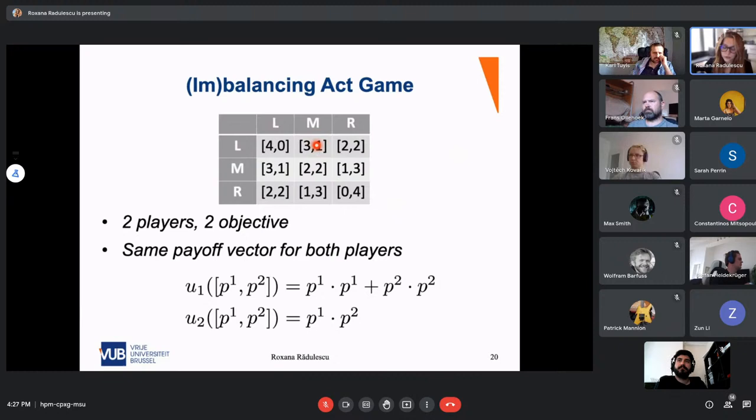The distinction here lies, of course, in their utility functions. Player one has the following utility function. It just takes the sum of the squared values of the objectives, while the second player just multiplies the values of the objectives. What I want you to notice here is that due to the construction of the game and the utility functions, player one will always prefer imbalanced values in the objectives because he will derive a higher utility in that case, while the second player will prefer balanced outcomes because due to his utility function, he derives a higher utility. And this leads us to a very interesting practical consideration.